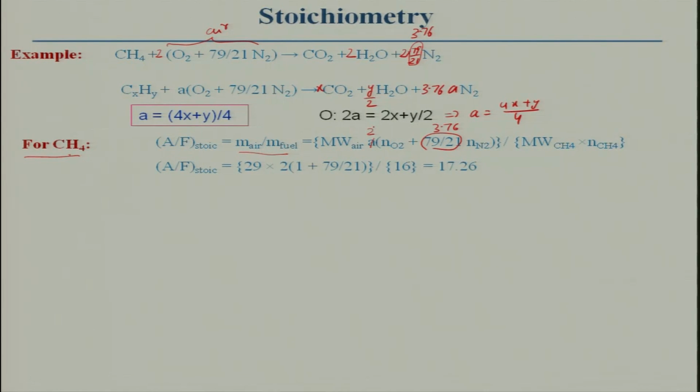If we generalize this A by F stoichiometric, we will get that, but before that let us substitute these values. Molecular weight of air I have taken as 29, it may be a little bit different, then into 2 times (1 plus 79 divided by 21), then divided by 16. It happens to be 17.26 air-fuel ratio. That means, for 1 kg of fuel you need to supply 17.26 kg of air for complete combustion.